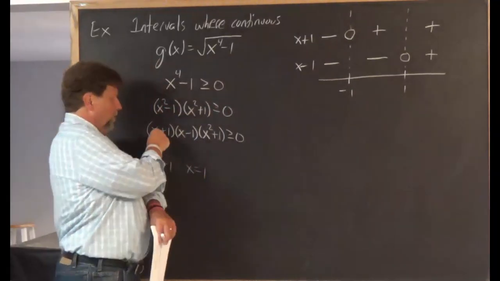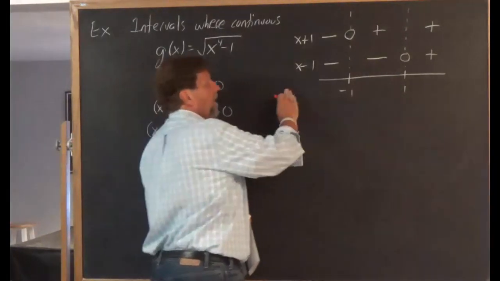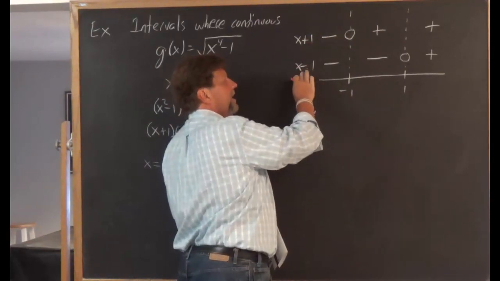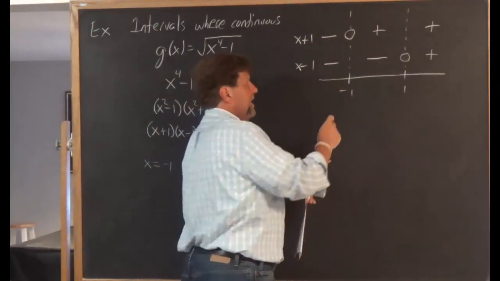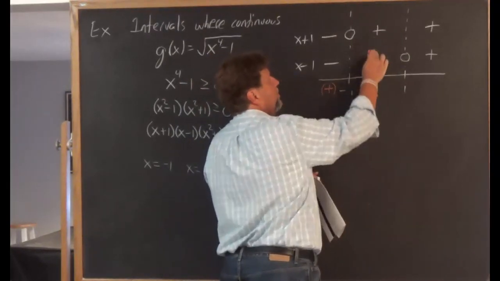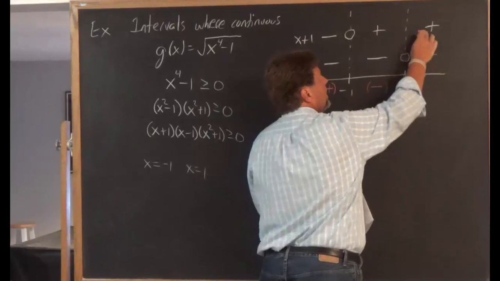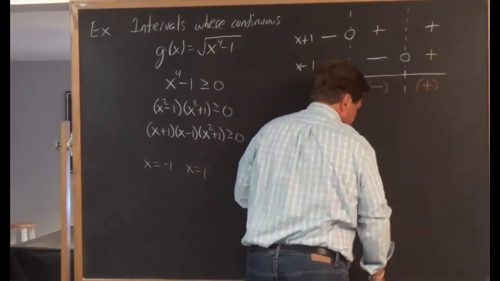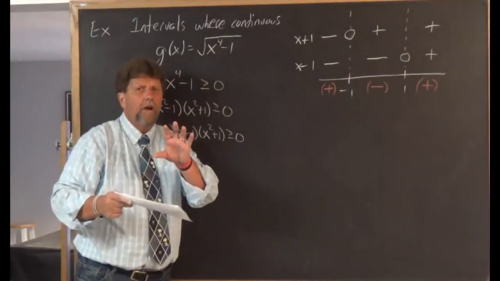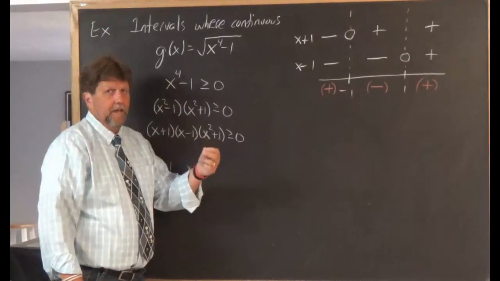Since I want to know when I'm looking at a product here, let's multiply them together. On the interval negative infinity to negative 1, x plus 1 is negative, x minus 1 is negative. A negative times a negative is positive. On this interval, the product would be negative. And out on this interval, the product would be positive. This line that I've written in red answers the question, because I've already said x squared plus 1 is a positive number. It's always positive.